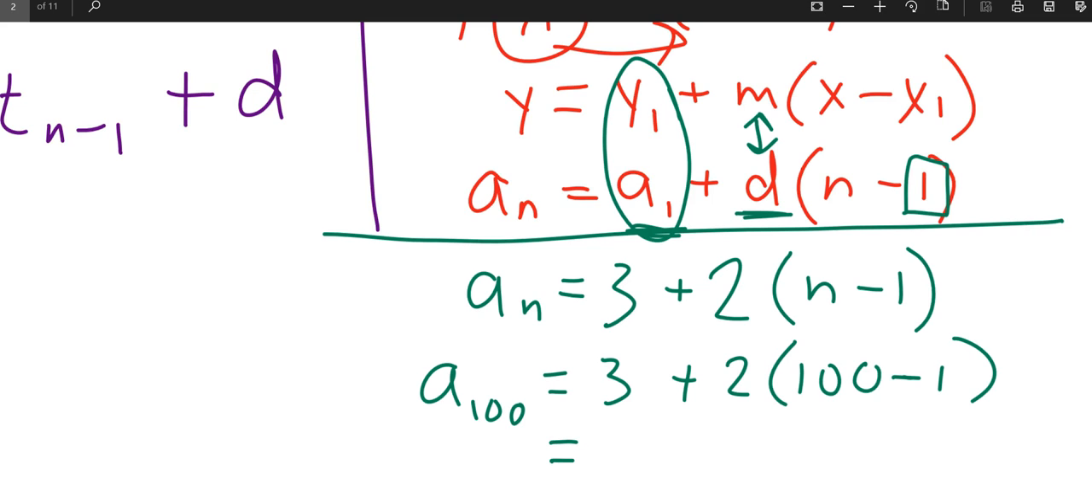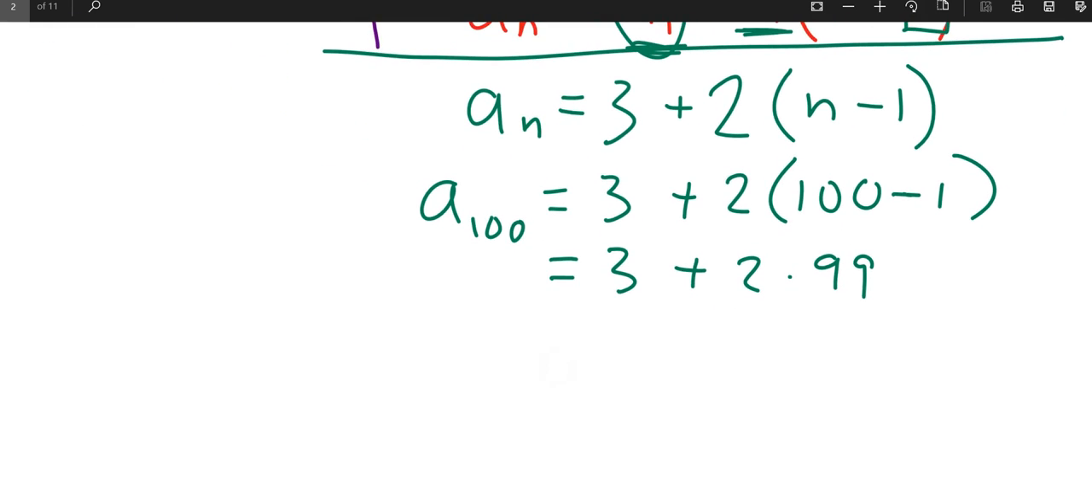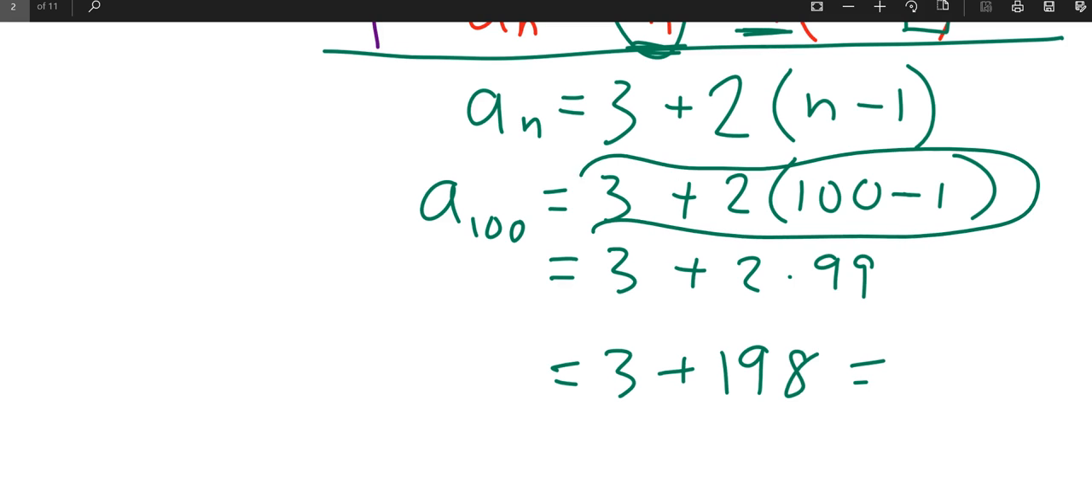But, and don't you dare be the kid that says 3 plus 2 is 5. Oh, that's painful, folks. Painful. We got 2 times 99. That's good old 198. 3 plus 198. Just follow the order of operations. Even if you just type this on a scientific or graphing calculator, it will follow the order of operations for you. But 201 is what we should end up with.